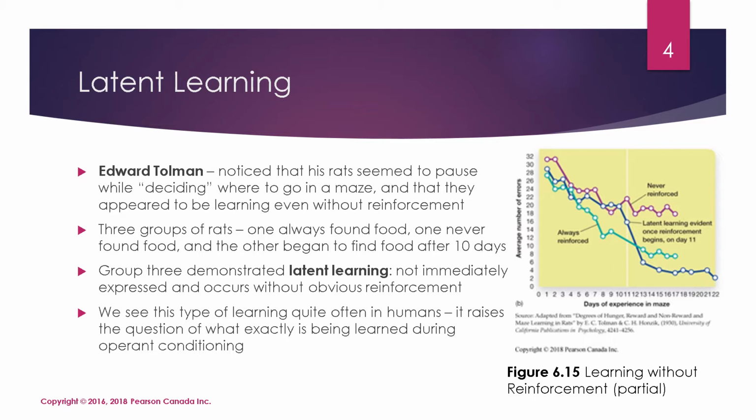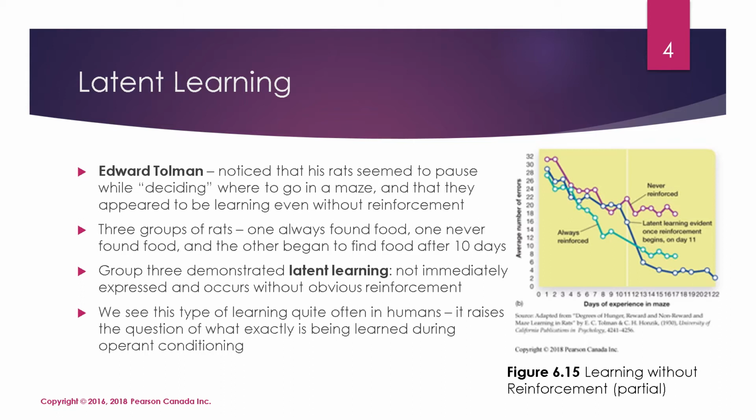So he was showing that even though the rats in the third group were not reinforced in any way during their first 10 days, as soon as he put them in on the 11th day and there was reinforcement, they started to find their way to the center of the maze much, much quicker than the initial group of rats had in their first few days, meaning they were learning something within that first period. So he said that group 3 was demonstrating latent learning that was not immediately expressed and occurs without obvious reinforcement.